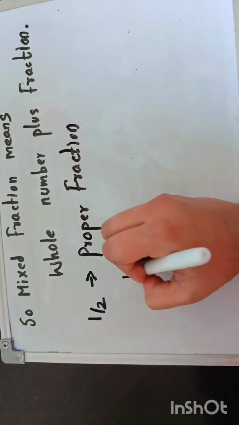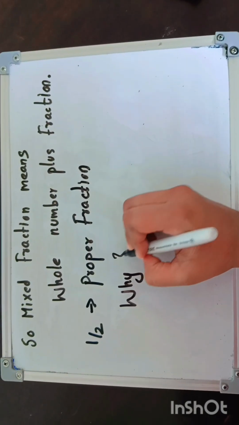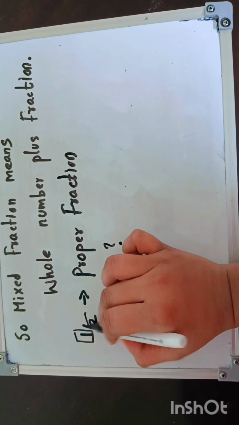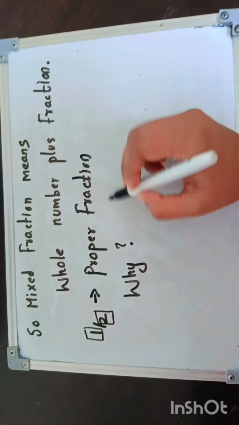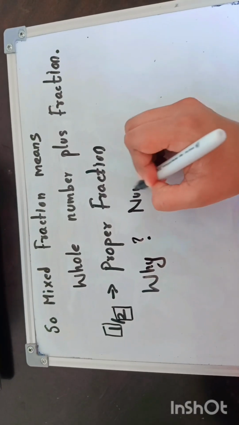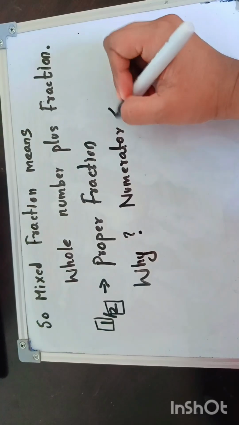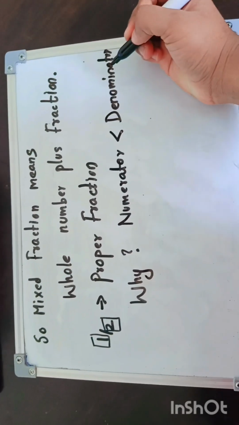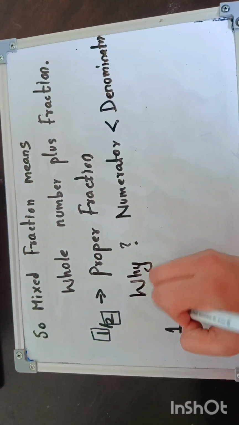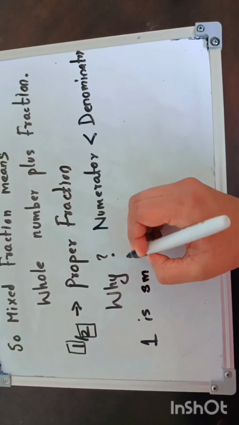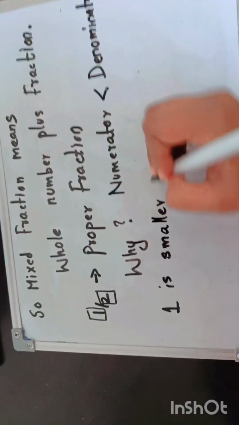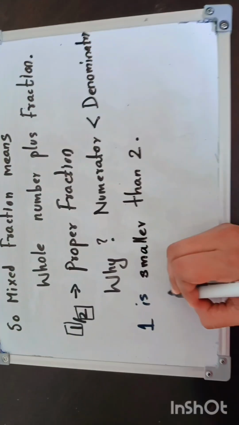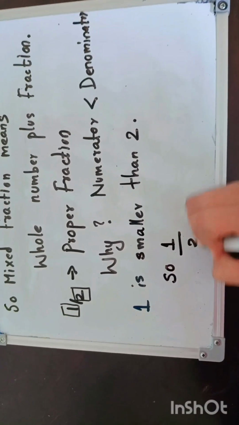Look at the fraction part, numerator and denominator. Here the numerator is smaller than the denominator. See, 1 and then we have 2. So 1 is smaller than 2. The numerator is less than the denominator. That's why we call it a proper fraction. This is how you identify whether it is a proper or improper fraction. So yes, 1 is smaller than 2, so this is a proper fraction. Are you clear with proper fractions?